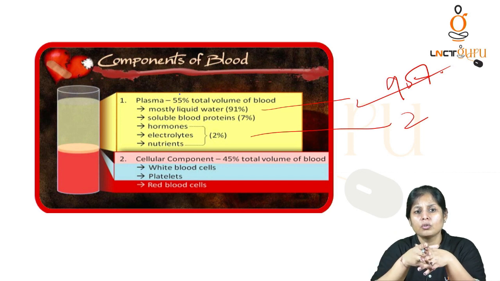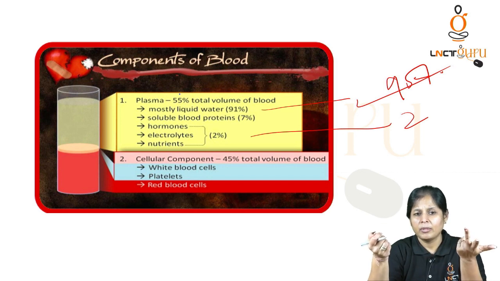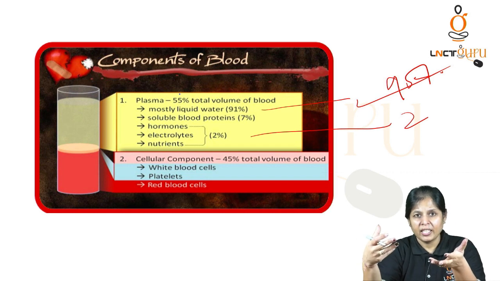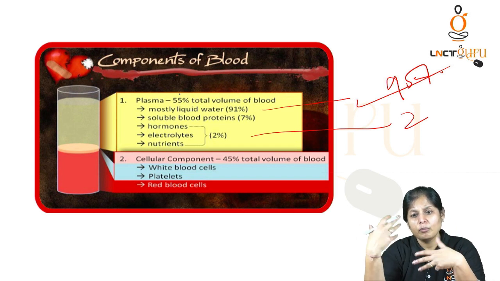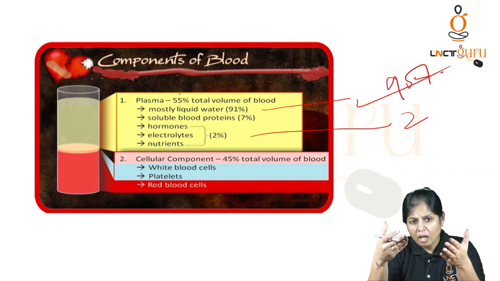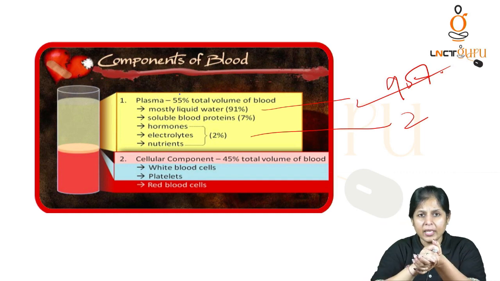Now let's go to the cellular components. So cellular components are your WBC, platelets and red blood cells. तो अब जो हम करने वाले हैं, the topic about the bleeding disorders, the WBC disorders, the RBC disorders, वो actually ये cellular components पे based है.